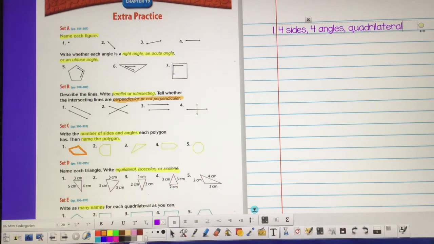Now I have to do this for 2, 3, 4, and 5. So count your sides up. Remember, however many sides there are, that's how many angles there are. And don't forget to name that polygon. And that finishes out set C.